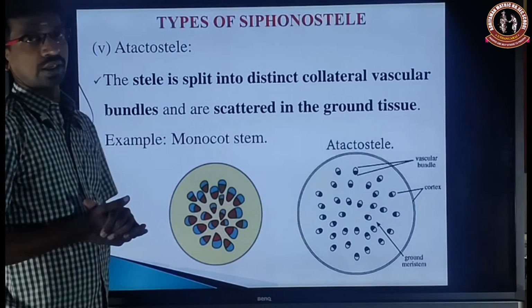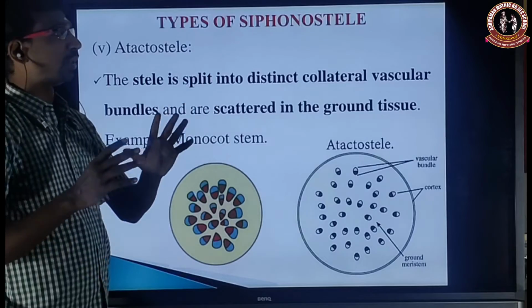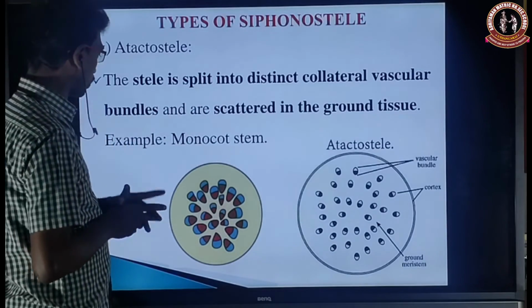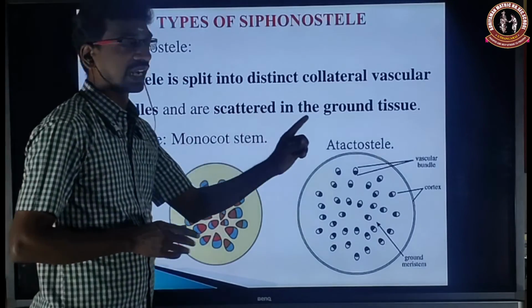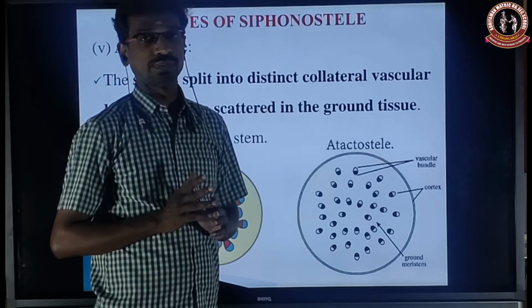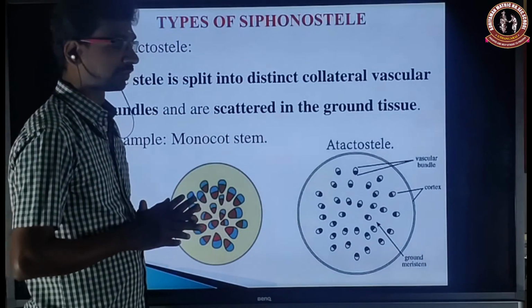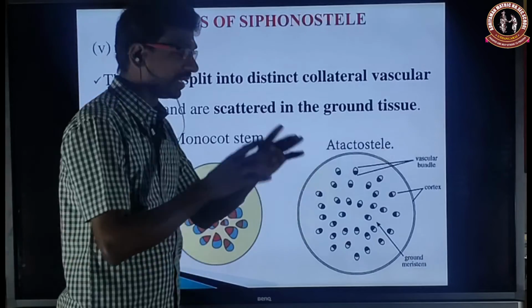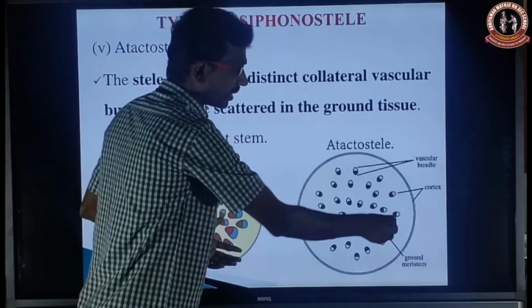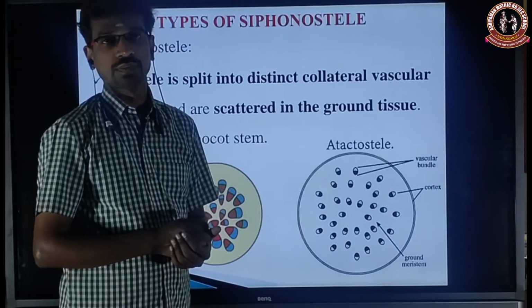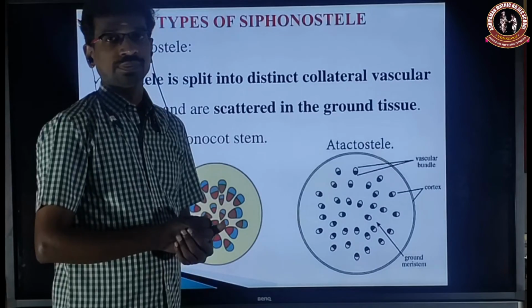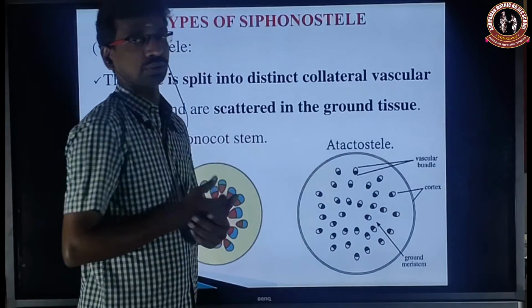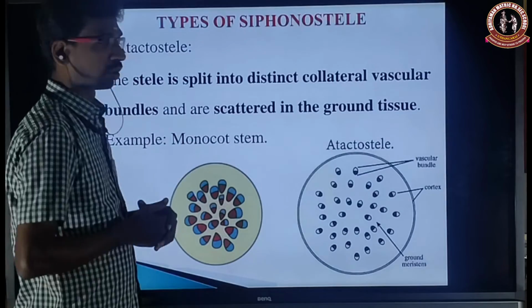Atactostele. The stele is split into distinct collateral vascular bundles that are scattered in the ground tissues. Example, monocotyledon. So here it's not arranged like a ring-like structure. It will be scattered in the ground tissues. So that is an atactostele.